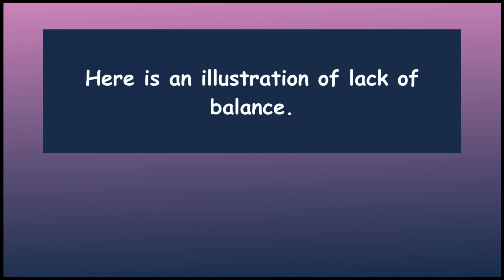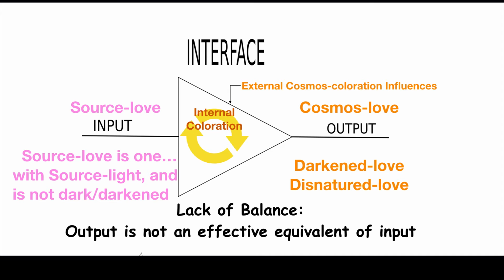Here is an illustration of lack of balance. Here we have the block diagram illustration showing lack of balance, where output is not an effective equivalent of input. At the input, we have source love. At the output, instead of source love, we have cosmos love. The interface has incurred and accumulated internal coloration.